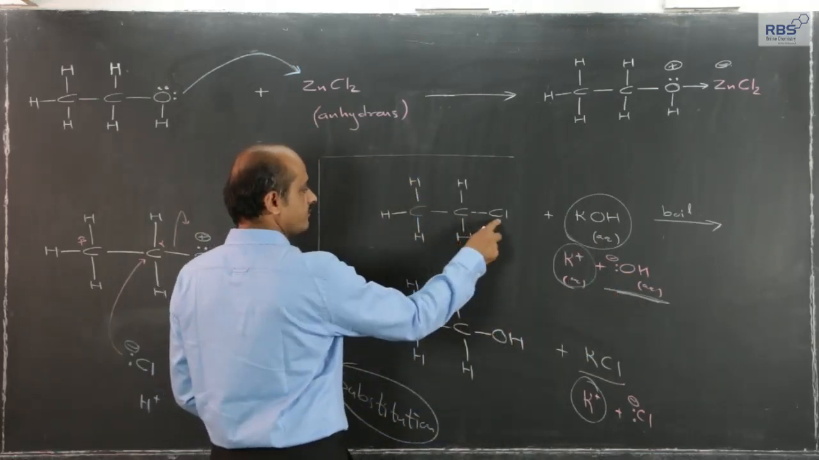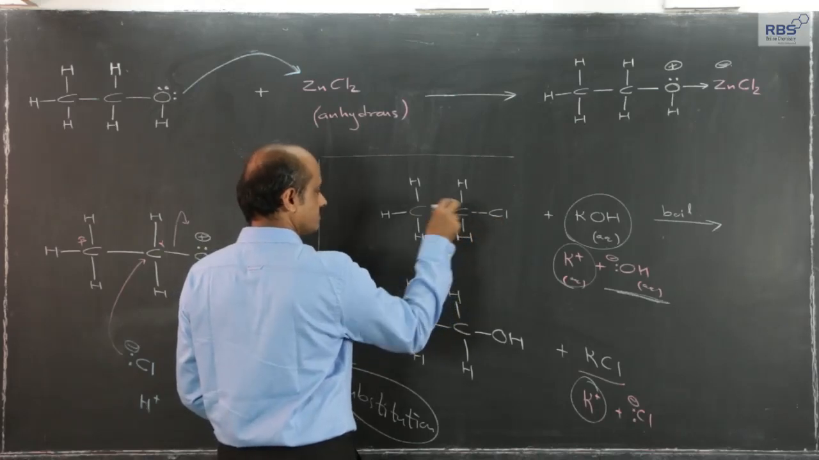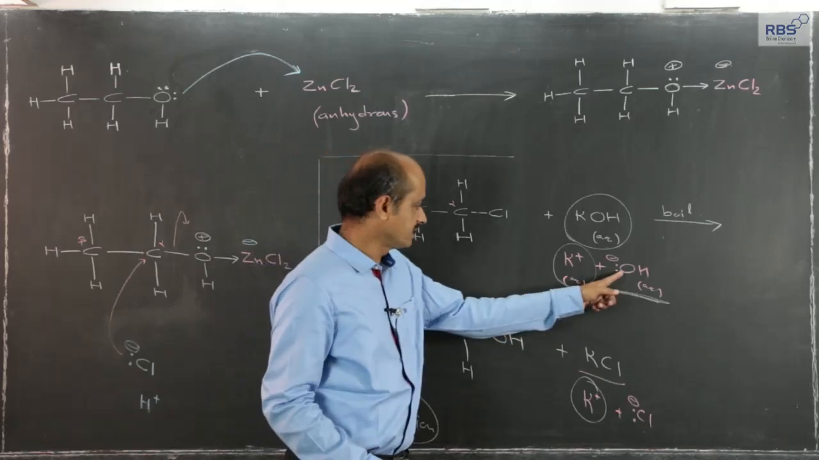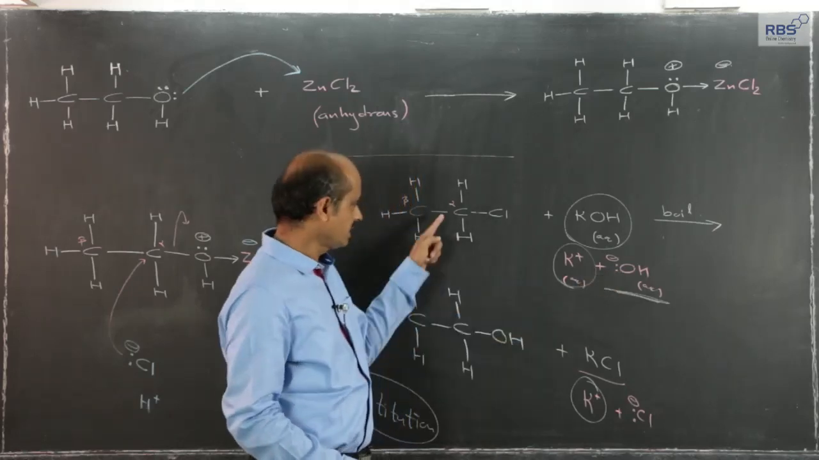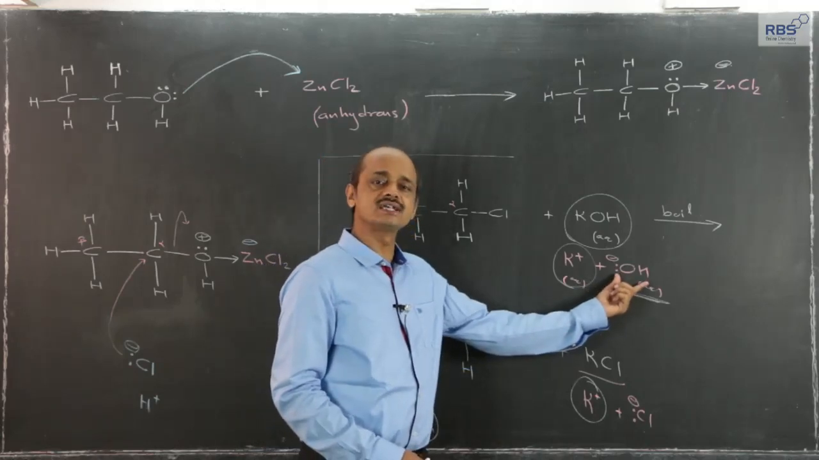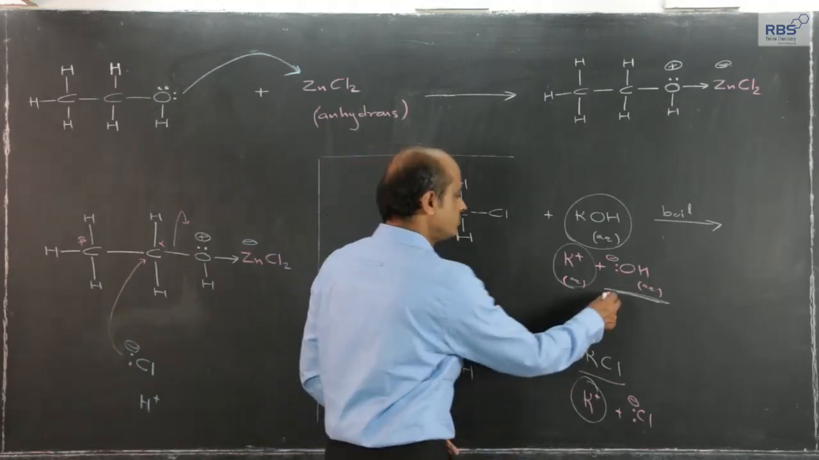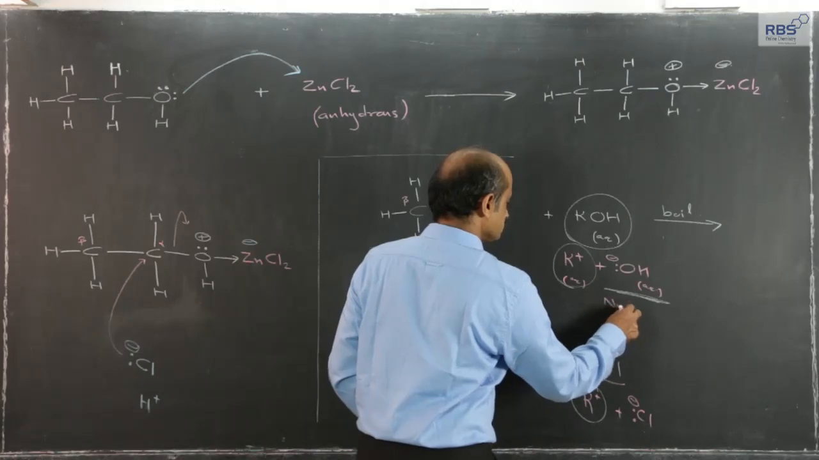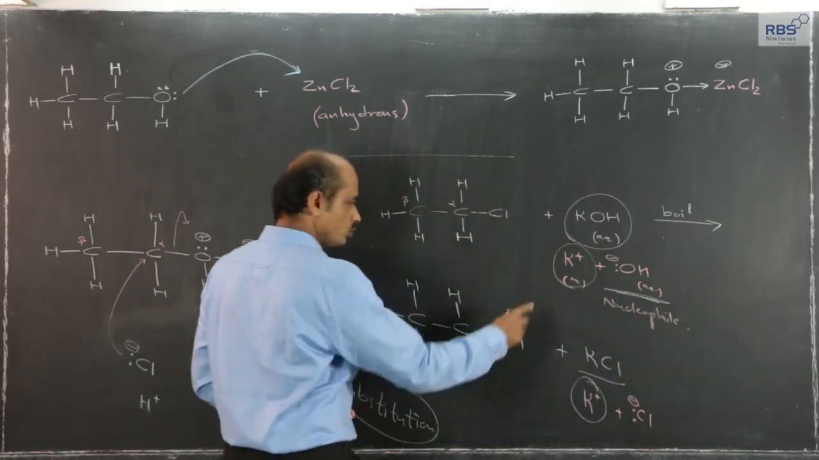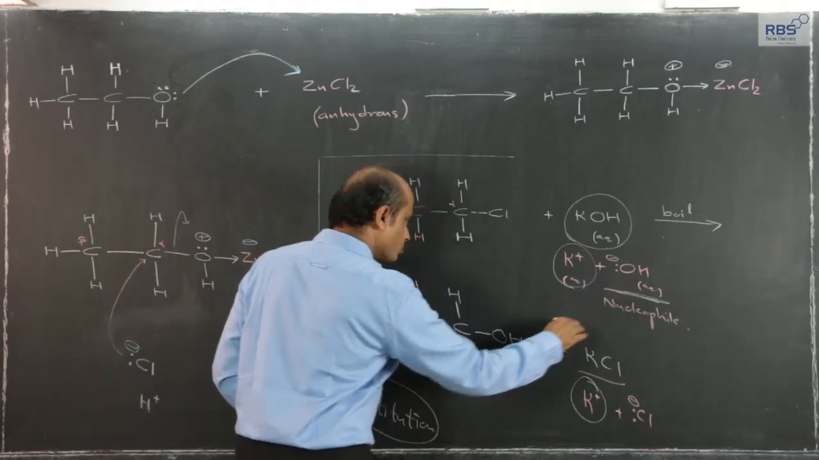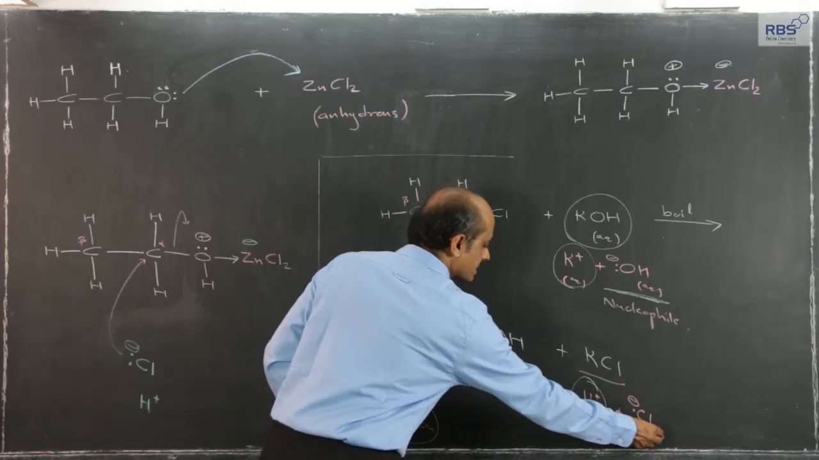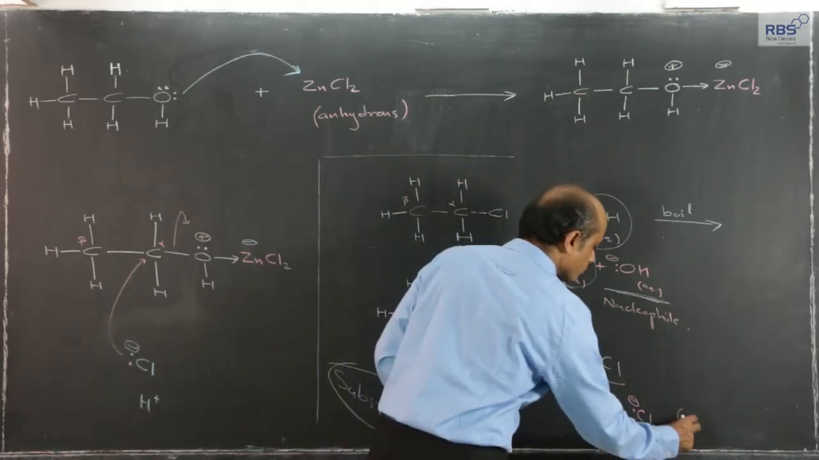The carbon to which the functional group is attached is called the alpha carbon. So, this becomes the beta carbon. Free OH minus ion has attacked the alpha carbon. OH minus ion is negatively charged, electron rich, therefore it is a nucleophile. So, this OH minus ion, the nucleophile, attacks the carbon, and chlorine, since it goes out in the form of Cl minus ions, is also an example of a nucleophile.